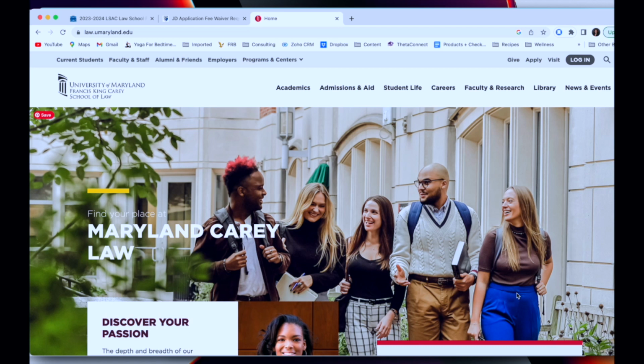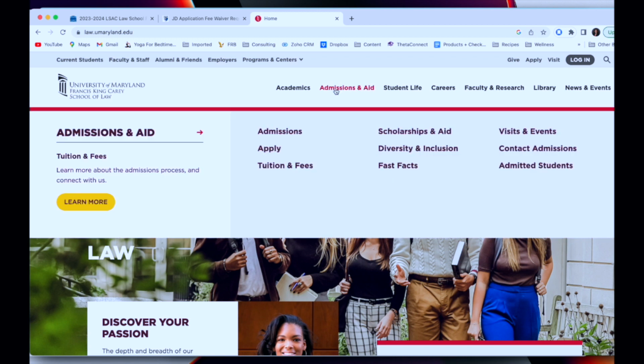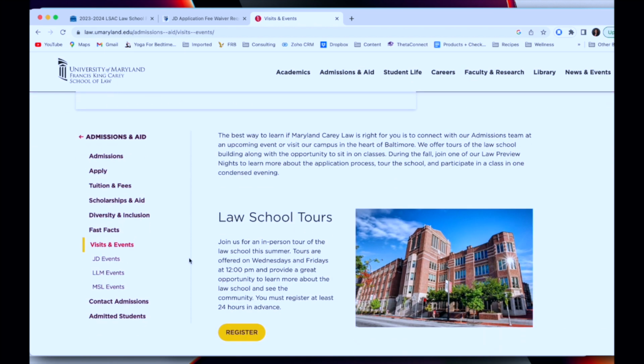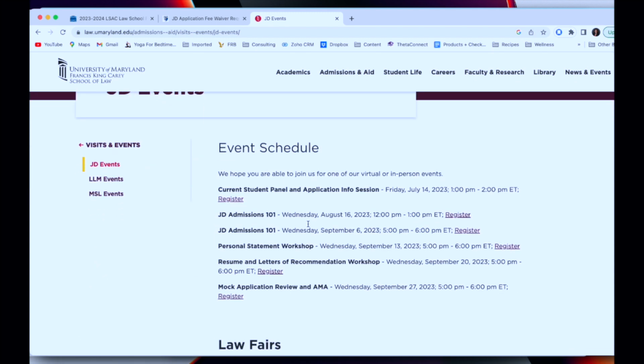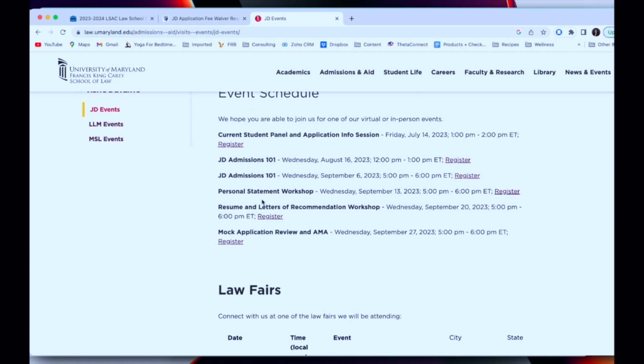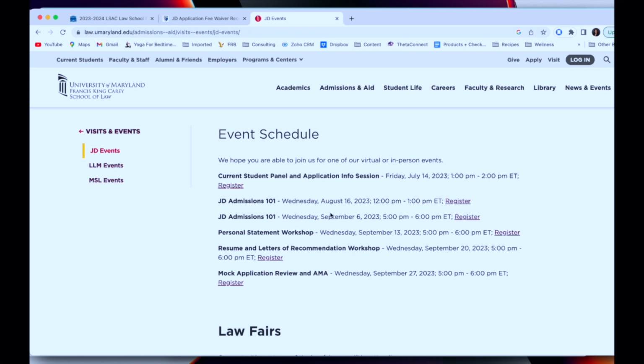If you go to University of Maryland or any other law school and you go to admissions, usually they might have a place where they have visits or events. This looks a little bit different at every single school. And you'll actually be able to see events for JD events, right? They might have these webinars or current student panels or application information sessions. They even have personal statement workshops and resume and letter of recommendation workshops. The schools have so much information that I think a lot of us just sleep on.